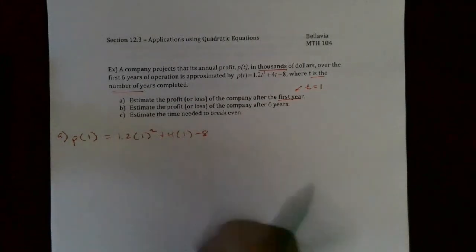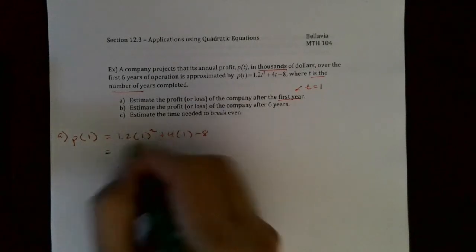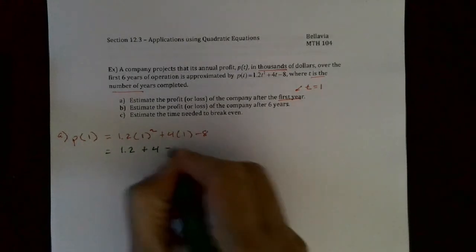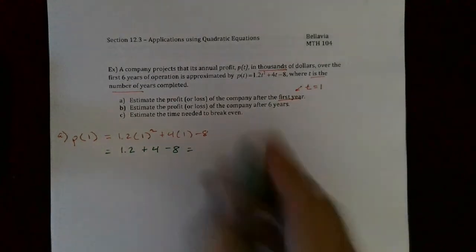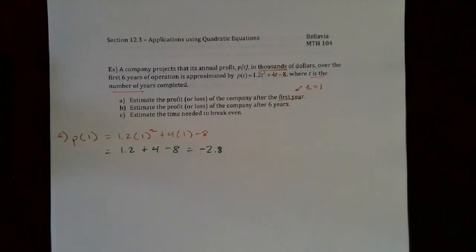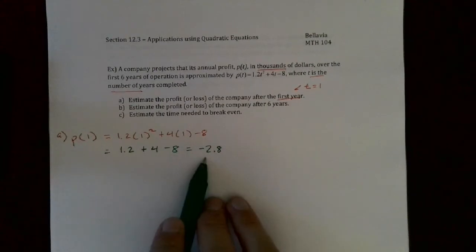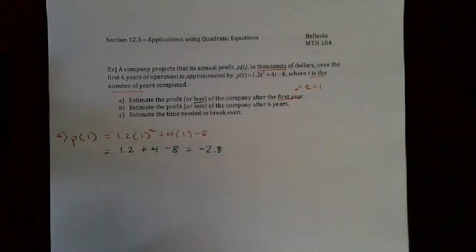Simplifying this, you would have 1.2 times 1 squared. Well, 1 squared is just 1. 1.2 times that would just be 1.2, plus 4 times 1 is 4, minus 8. And you can do this on a calculator. We've got 1.2 plus 4 minus 8, and I get negative 2.8. So if we have negative 2.8 here, what does that mean? What were we looking for? We're looking to estimate the profit. We put in the time, and what we get out is the profit after that time. Now if I got a negative number for profit, that's really a loss.